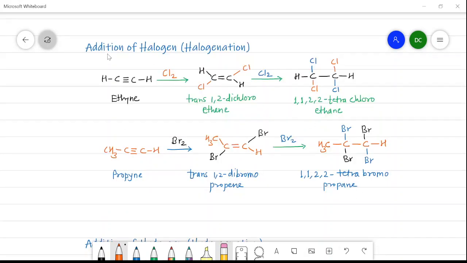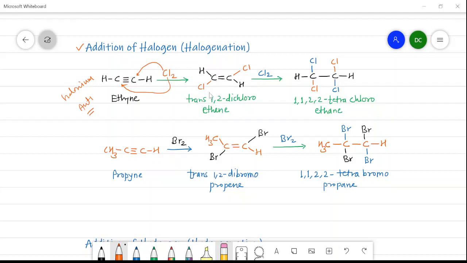Addition of halogen, which is also called halogenation. See here, ethyne, that is CH triple bond CH, when it undergoes halogenation, that is with the chlorine, it will form a trans 1,2-dichloroethene. Why trans? Because we know that there is a formation of halonium ion, and that halonium ion is attacked by the nucleophile, that is Cl minus, and anti-addition is there. So here we get the trans product. Just one Cl is going to attach on this carbon and another Cl is going to attach on this carbon in the anti manner. That's why we get a trans 1,2-dichloroethene.